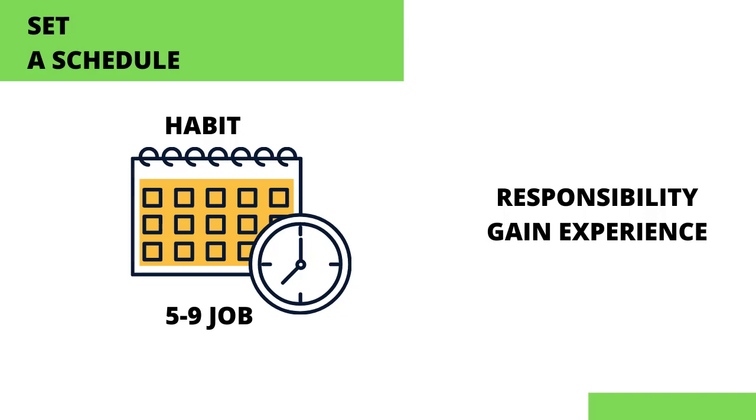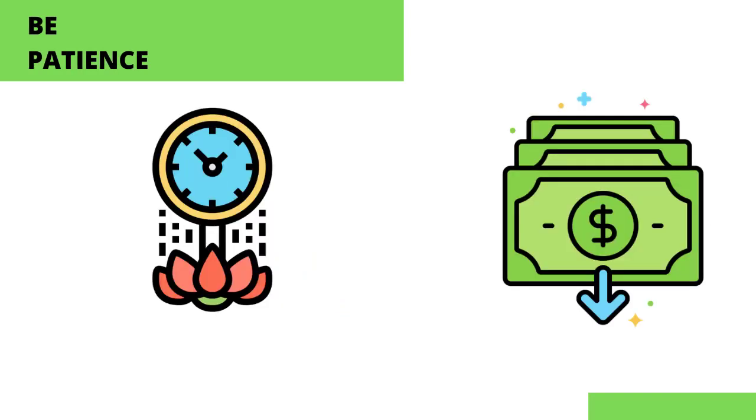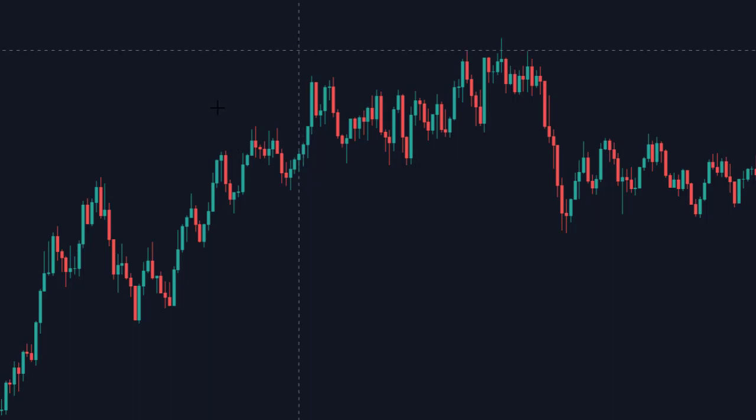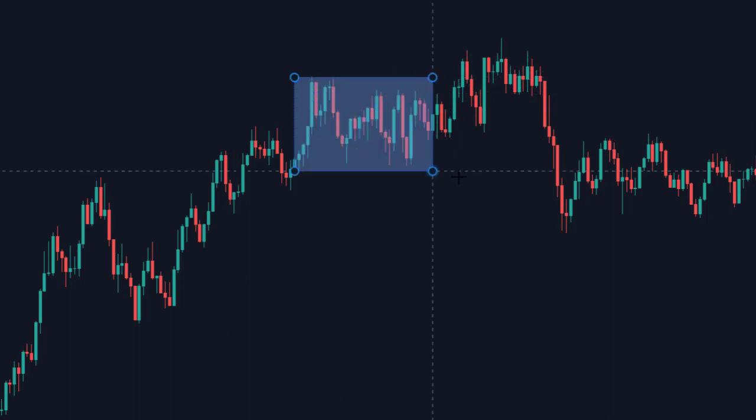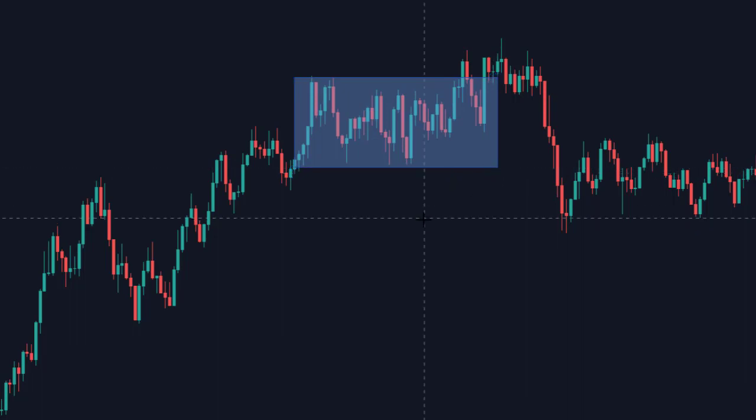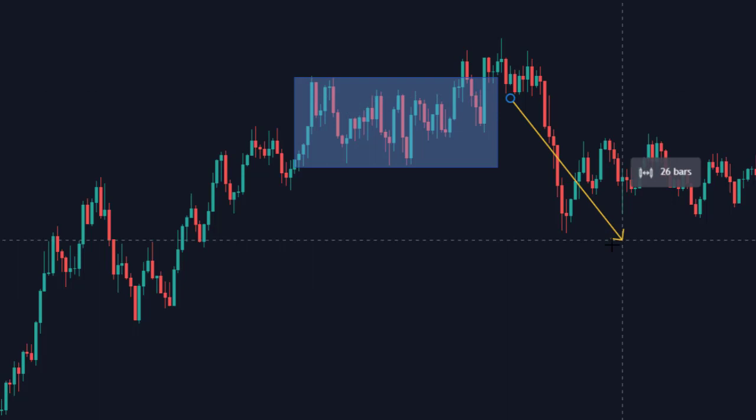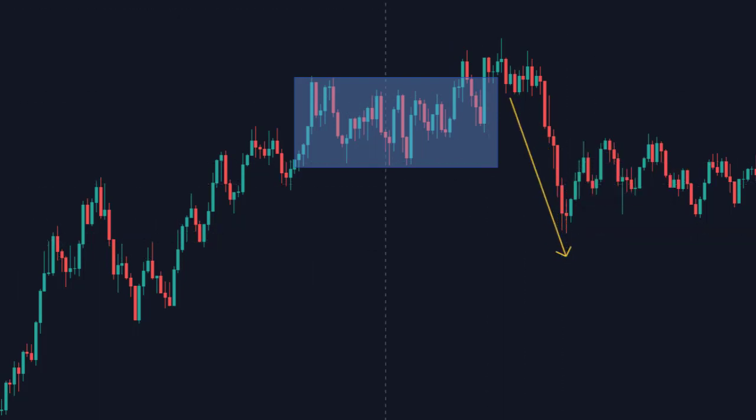Alright, the next one. Be patient. This one is a big player in this game, because if you are patient you can actually make more money. I'll give you an example. Sometimes when you open a position, either the price doesn't move for some minutes or 2 hours, or it just goes against you. So if you are patient, you can wait and see what the market does, or you can close your position just for a lack of patience, right? So if you want to be a successful trader, you have to incorporate this adjective into your life.